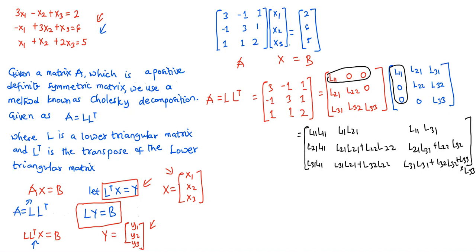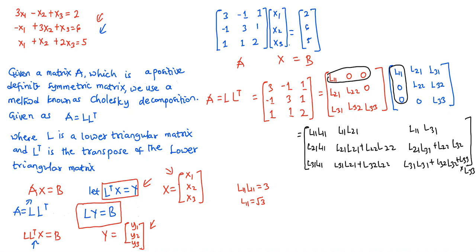Okay, so let's simplify this. When you compare this to the coefficient matrix A, you're going to see that L11 multiplying L11 is equal to 3, right? And then when you simplify this, you're going to get L11 equal to the square root of 3. So that'll be the first entry for the resultant matrix after the multiplication.